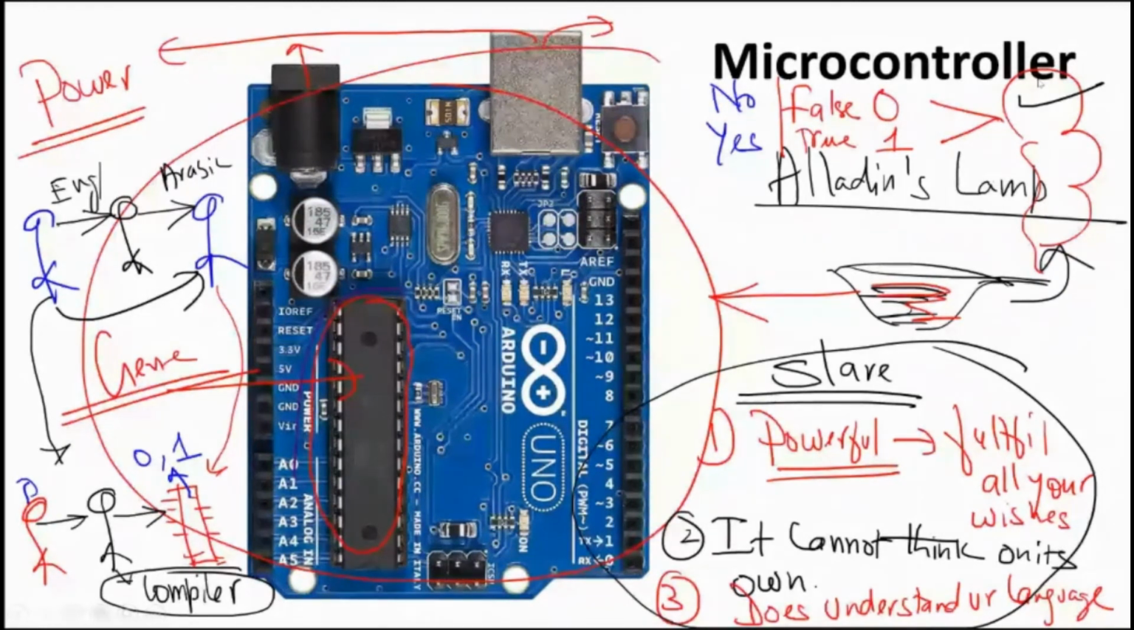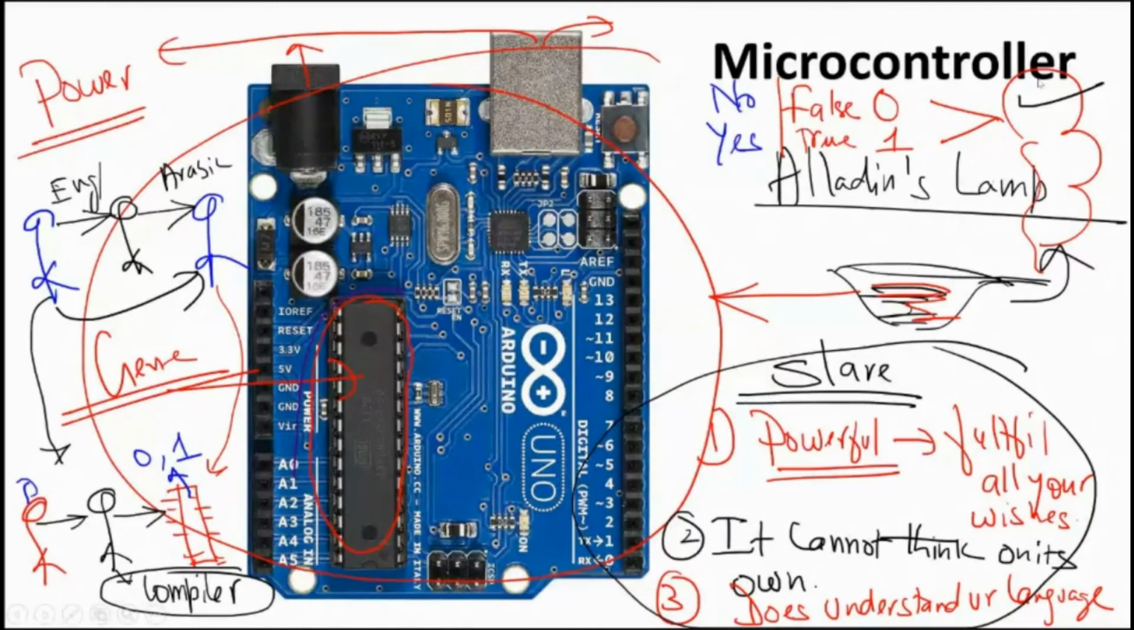The first discussion about this board started with the feature of a microcontroller. The microcontroller that is sitting inside this board is a powerful slave. This Arduino board is similar to Aladdin's magic lamp. The moment I rub this magic lamp, a powerful genie will come out. It will ask for a request from you, and it will fulfill that request. Who is the genie? The microcontroller in the board is the genie.